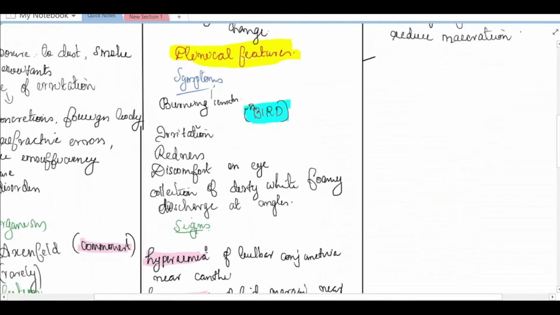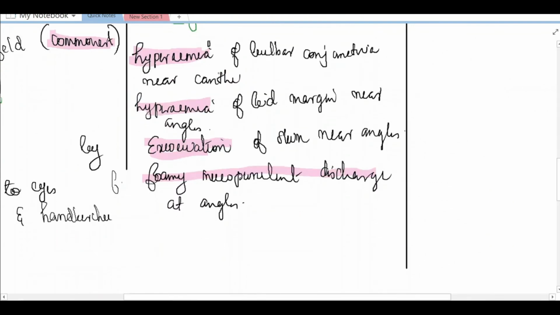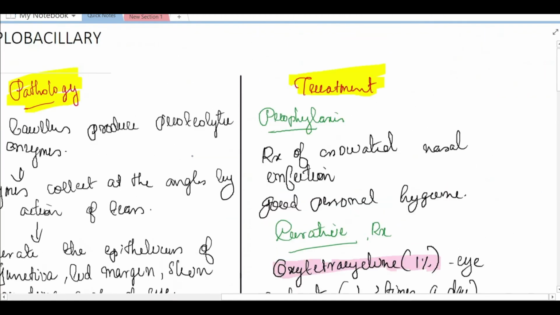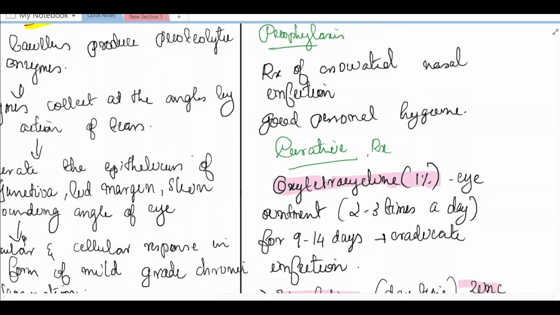In case of signs, you write about hyperemia of the bulbar conjunctiva, hyperemia of the lid margins, and excoriation of the skin and foamy mucopurulent discharge. And in the treatment, in prophylaxis, the first and foremost thing is to maintain good personal hygiene, and then if there is any associated nasal infection, you just treat that.